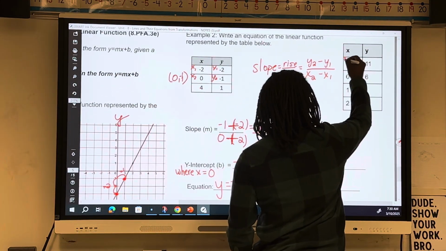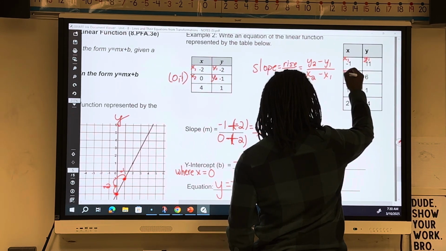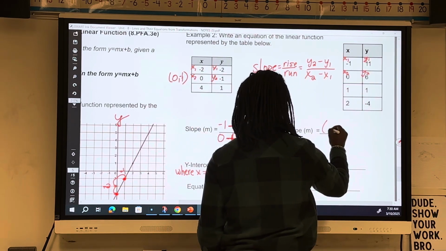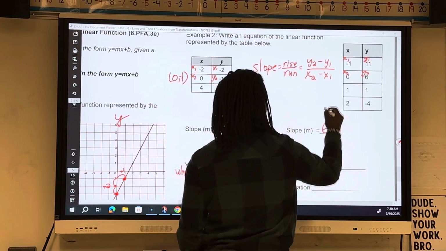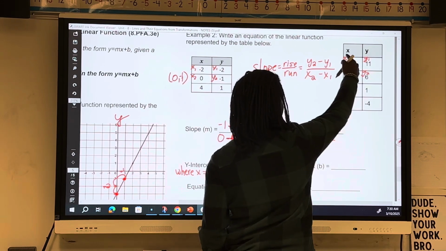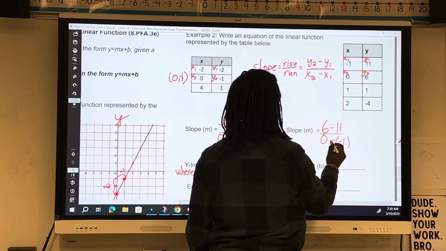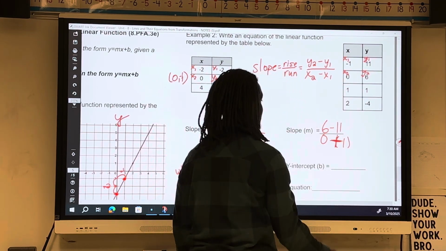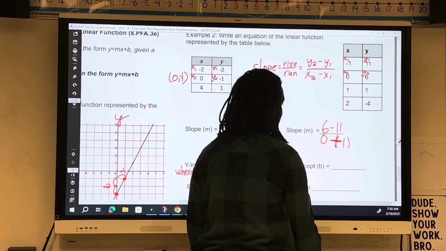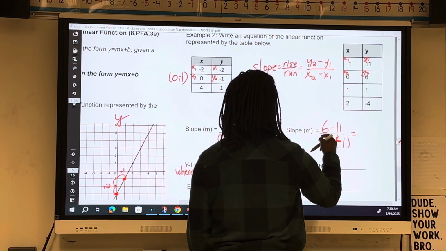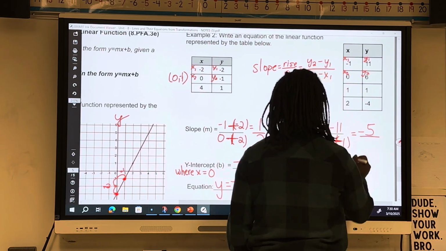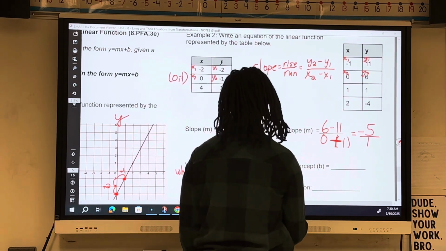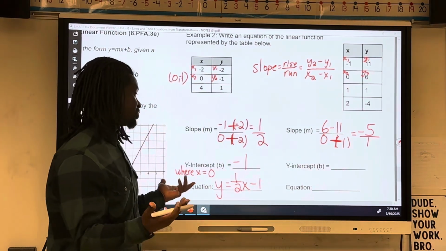All right. So we got x1, y1, x2, y2, okay? So we're doing y2 minus y1, so we got 6 minus 11, and then we got x2 minus x1, okay? So a negative minus a negative, that's gonna make that a positive, so I got 6 minus 11, and then 0 plus 1, okay? So 6 minus 11 is gonna give me a -5, okay, and then 0 plus 1 is going to give me 1. Okay, so my slope is -5 over 1, or just -5.